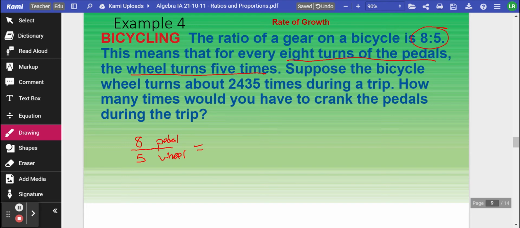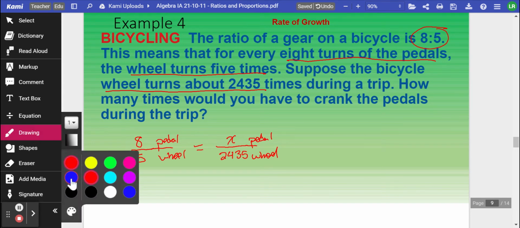Now, for our second part, we need to figure out where the 2,435 goes. Okay, so I'm going to have another fraction here. And the one thing I know is whatever information is dealing with the pedal, that's going to go on top. Whatever information is dealing with the turns of the wheel, that's going to go on bottom. Okay, and if I look at this, suppose the bicycle wheel turns 2,435 times. So I know that's talking about the wheel. So my 2,435 goes here, and then my X goes there.